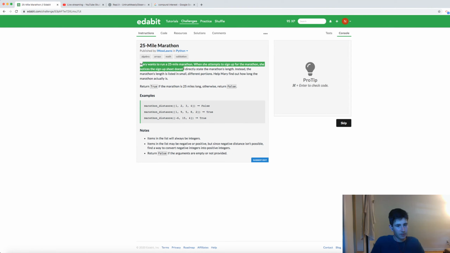So it's listed in small, different portions. Help Mary find out how long the marathon actually is. Alright. So, return true if the marathon is 25 miles long. Otherwise, return false. Okay, cool. So, basically what we're doing is we have a list. We're adding all the numbers in the list and seeing if they're equal to 25.